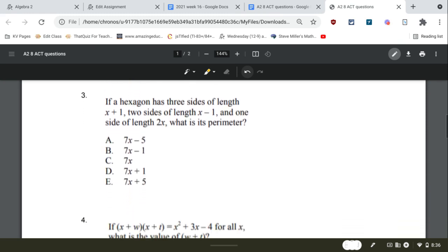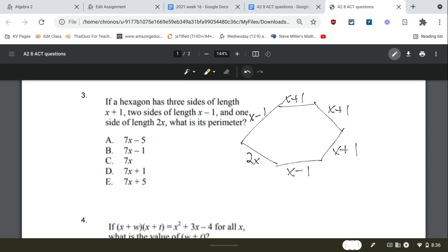Okay. All right. Number 3, a hexagon, which is a 6-sided figure. So 1, 2, 3, 4, 5, 6. A hexagon has 3 sides of length x plus 1, 2 sides of x minus 1, and one side that is equal to 2x. They're wanting you to write an expression for the perimeter.